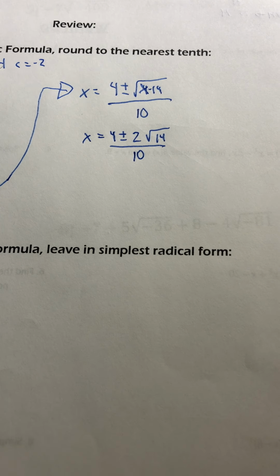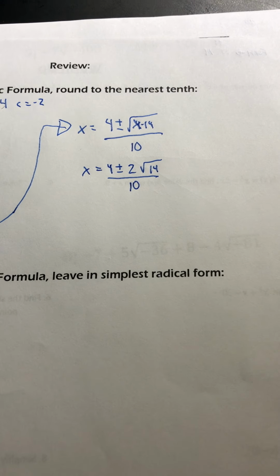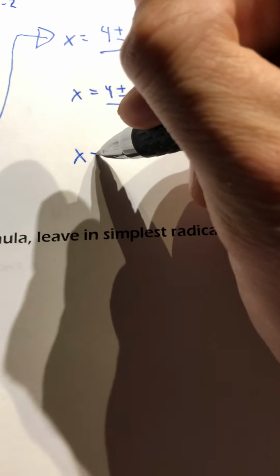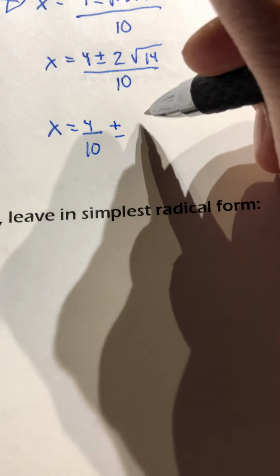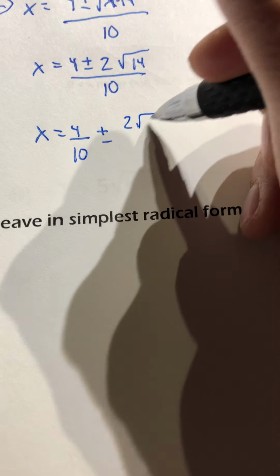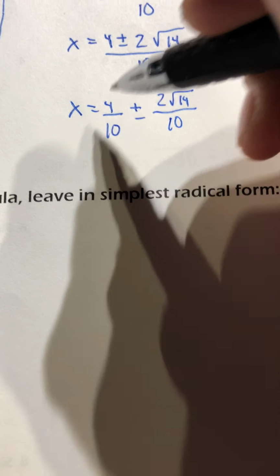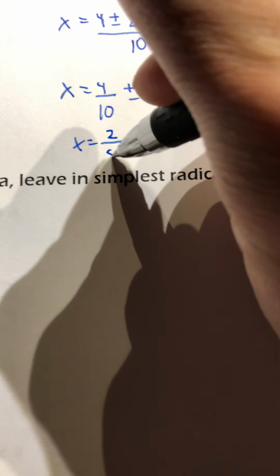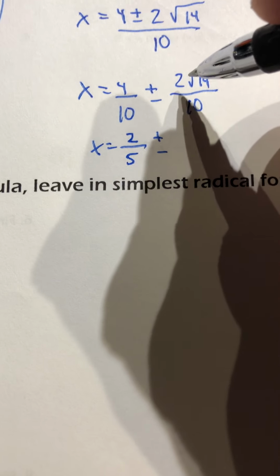One more thing that I am going to be doing is I am going to simplify this completely. Even though the directions say round to the nearest tenth, we'll do that last. So here, to simplify, I have 4 over 10 plus or minus 2 radical 14 over 10. Now I can simplify 4 over 10. Those are both divisible by 2. 4 divided by 2 is 2. 10 divided by 2 is 5. Plus or minus 2 over 10. Well, 2 divided by 2 is 1.